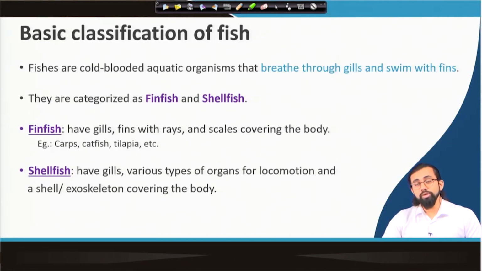When we go for the basic classification of fish, we know that they are generally cold-blooded aquatic species that breathe through their gills and swim with fins. They are categorized as either finfish or shellfish. Finfish have fins with rays and scales covering their whole body, normally the carps, catfish, tilapia, etc. Shellfish have various types of organs for locomotion and a shell or additional exoskeleton covering their body, like shrimps and all, right?